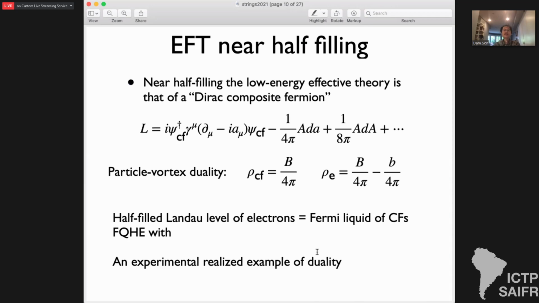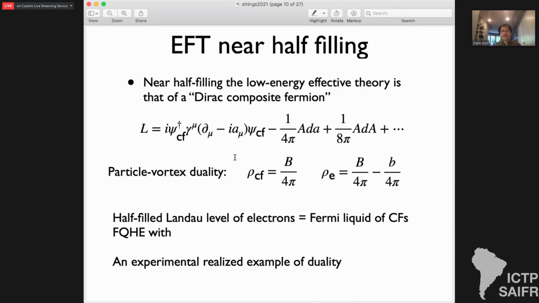Near half filling, nu equal 1/2, there is an extra symmetry that allows us to get additional insight into the problem. And now we know that the effective theory describing a half-filled Landau level has the form of a theory of a so-called Dirac composite fermion. Such a composite fermion has different quantum numbers than the original electrons. In particular, in the Lagrangian of that Dirac composite fermion, there is no direct coupling to electromagnetism. The composite fermion is neutral. It's coupled to a dynamical gauge field, and through that dynamical gauge field, it's coupled to our external gauge field.